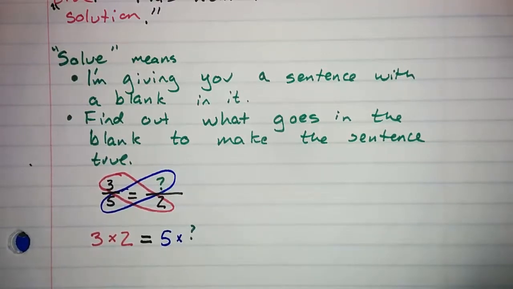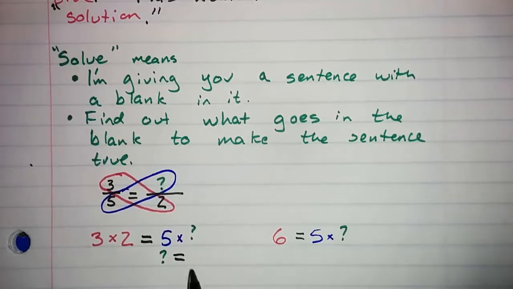Oh, hey, we can work this out, right? 3 times 2 is 6. And now we're looking for the missing thing in a multiplication problem. What operation do we use to find the missing thing in a multiplication problem? Oh, this looks like a job for division, doesn't it? Our missing number is going to be whatever I get if I take 6 divided by 5.